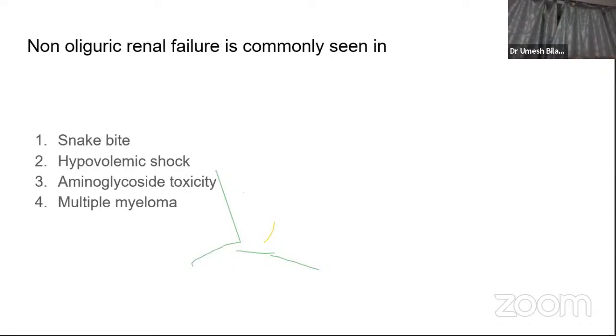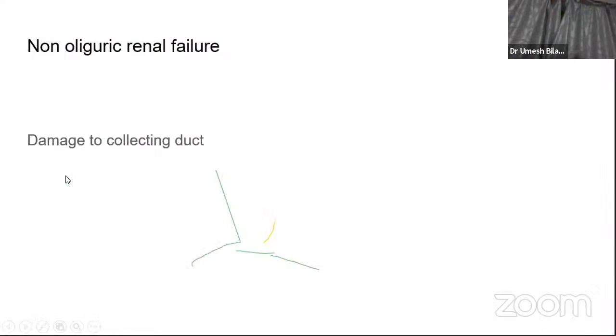Non-oliguric renal failure is commonly seen in, students, where do you get non-oliguric renal failure? You get it with drugs, actually, aminoglycosides. Non-oliguric renal failure happens because of damage to the collecting ducts. The concentration of urine happens in the collecting ducts, and if that is at fault, the patient will not be able to concentrate the urine, so although there is renal failure, there will not be oliguria. This happens more often due to aminoglycoside-induced renal failure.